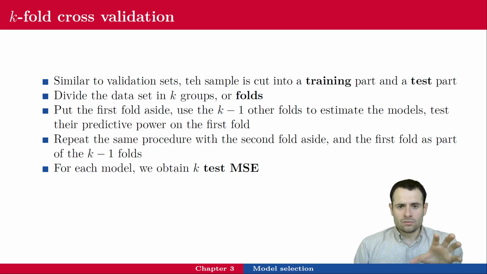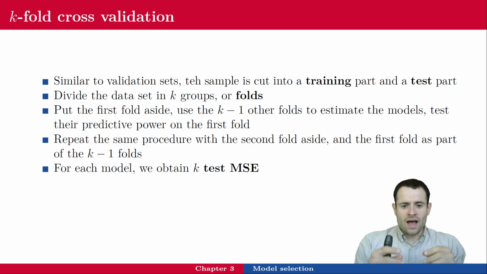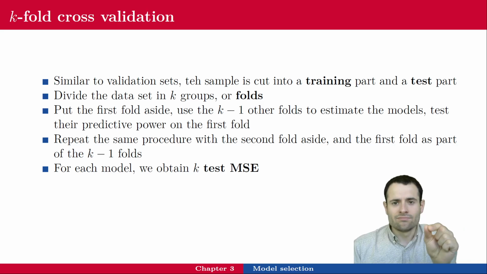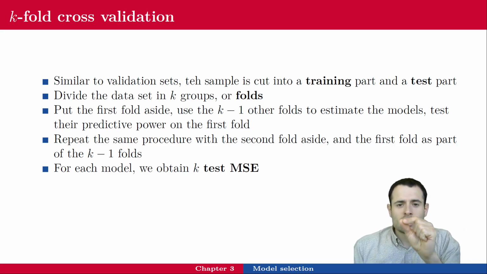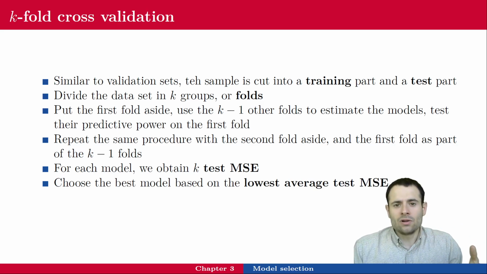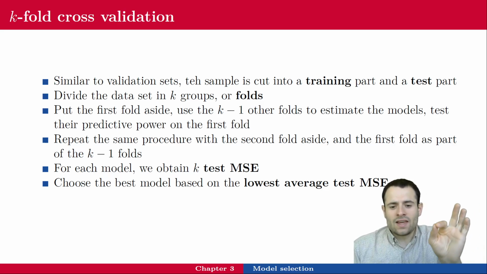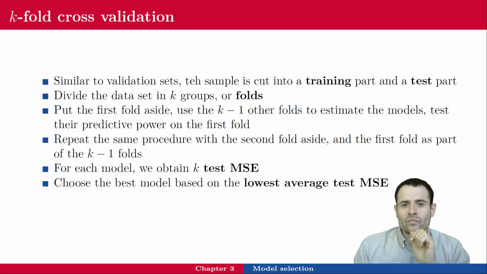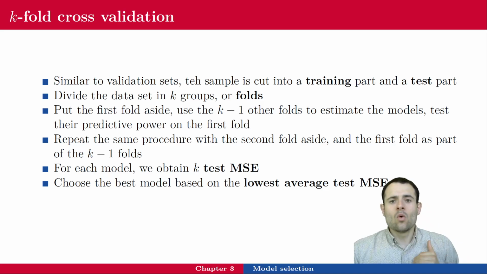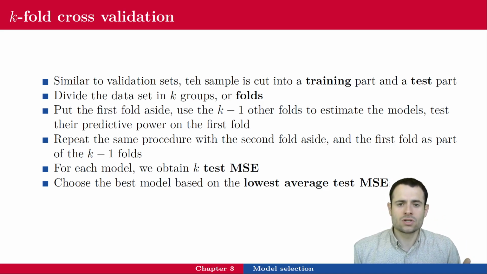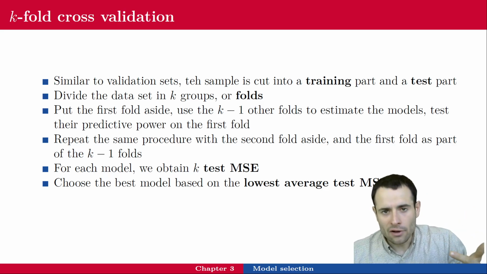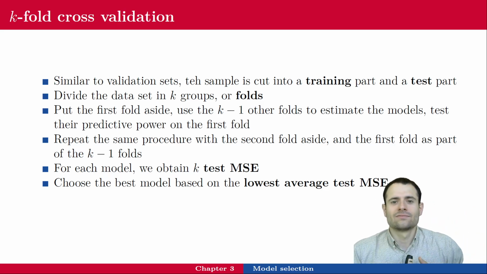So each model of that many variables is going to have k test MSEs. To find the best model, take the average of those k test MSEs. So instead of relying on only one test MSE, like we do in the validation set approach, we're going to take an average of test MSEs.